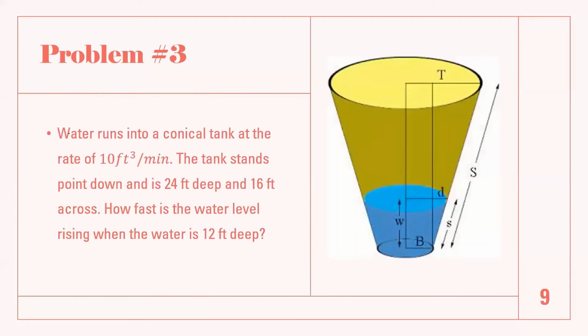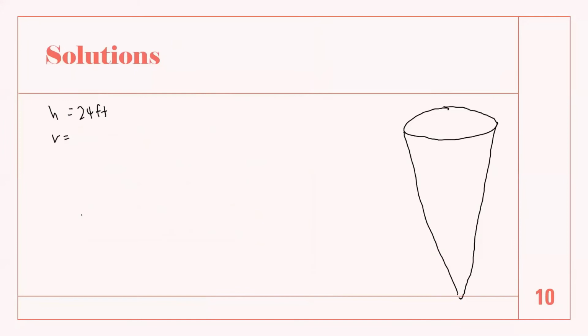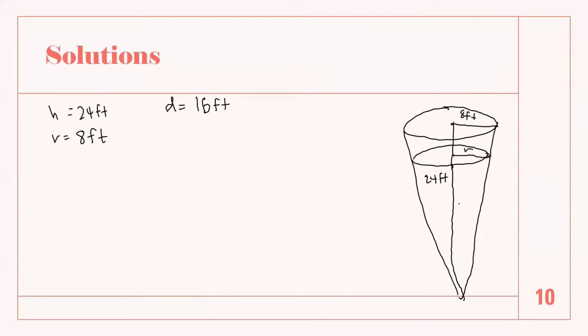Then, our radius: since it says across, that is the diameter. But what we need is the radius. So, our diameter is 16 feet. But if we divide it by 2, our radius becomes 8 feet. Okay, so, here we can write 8 feet. And here, 24 feet. Okay, so, I will refill the water here. So, this is the R, and this is the H.